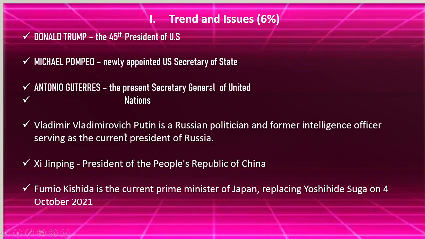Vladimir Vladimirovich Putin is a Russian politician and former intelligence officer, serving as the current president of Russia. Xi Jinping, president of the People's Republic of China, as of today. Fumio Kishida is the current Prime Minister of Japan, replacing Yoshihide Suga on the 4th of October 2021. Okay? So let's go straight on.